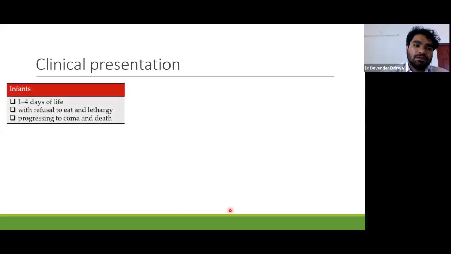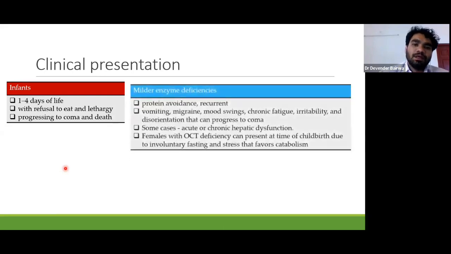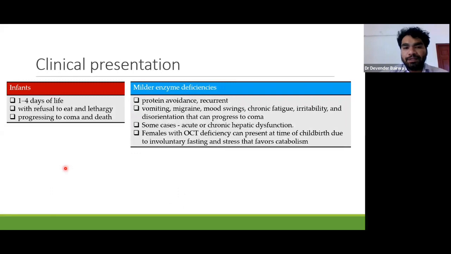So clinical presentation. Infants generally present at 1 to 4 days of life with refusal to eat and lethargy, and when they are fed, they can progress to coma and death. Then milder enzyme deficiencies generally present with protein avoidance, recurrent vomiting, migraine, mood swings, chronic fatigue, irritability, disorientation that could progress to coma. Some cases present with acute or chronic hepatic dysfunction.